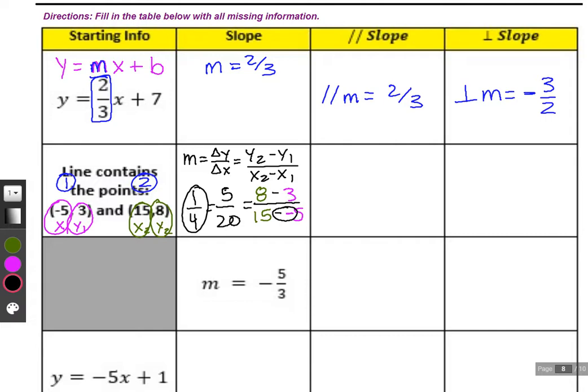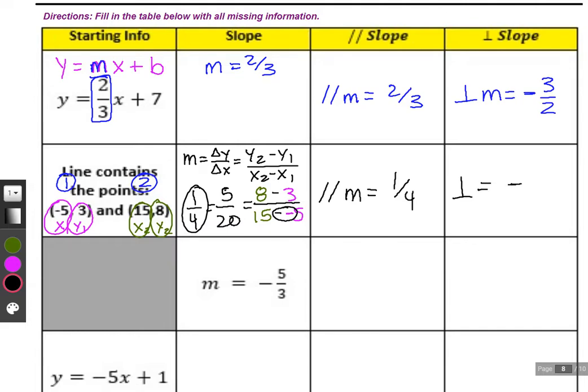You probably want to get in the habit of always reducing your slope down. It's not proper really to leave it as 5/20 unless you have some specific reason that you need to. Now as far as the parallel and perpendicular slopes, the parallel one should be the same, so that's going to be 1/4. The perpendicular slope changes the sign. So positive 1/4 becomes a negative something.